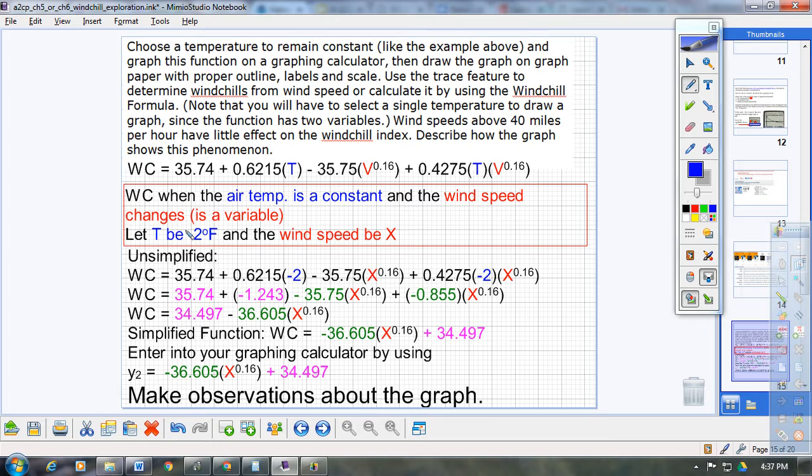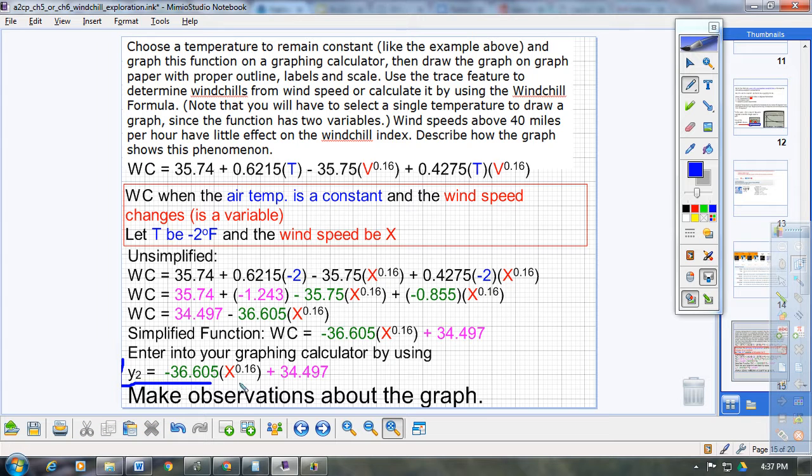So when I let my temperature be -2, I do need to let the wind speed be x. I know it was v up here, but to enter it into our calculator, we need it to be x. V might have another value assigned to it, so we're just going to let it be x in our calculator. You can see the unsimplified version, which I will enter into y1, and then how I simplify it here. All I did was multiply and combine like terms. I simplified it down to this function, entered into our calculator.